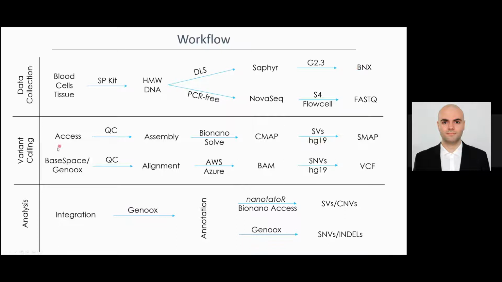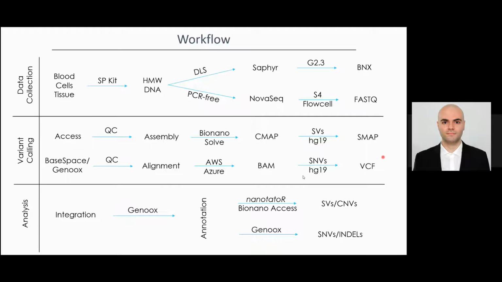Both of these files are used to perform variant calling, and we use two parallel automated pathways to do that. One utilizes Access from Bionano Genomics, and the second uses the BaseSpace or Genox platform, which utilize cloud computing such as AWS and Azure to perform short-read alignments and SNV and indel calling. Both of these pipelines generate two different files. One is the SMAP containing structural variation information from optical genome mapping, and the second contains the short-read variants, the SNVs and indels, in VCF format.